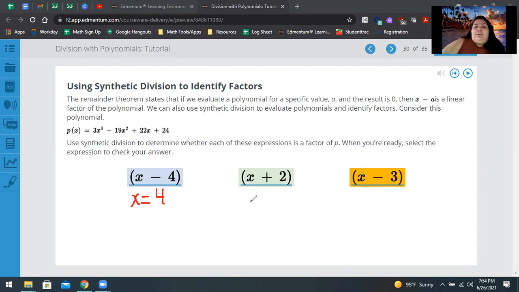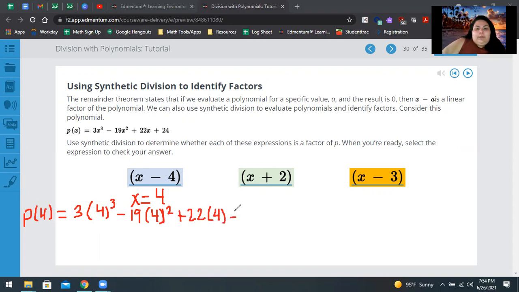So I'm going to try the remainder theorem, the first part. So I will be putting in p of 4 is equal to 3 parentheses 4 to the third power minus 19 times 4 to the 2 power, plus 22 times 4 plus 24. So 4 to the third power: 4 squared is 16, 16 times 4 is 64. Times that by 3, we get 192.